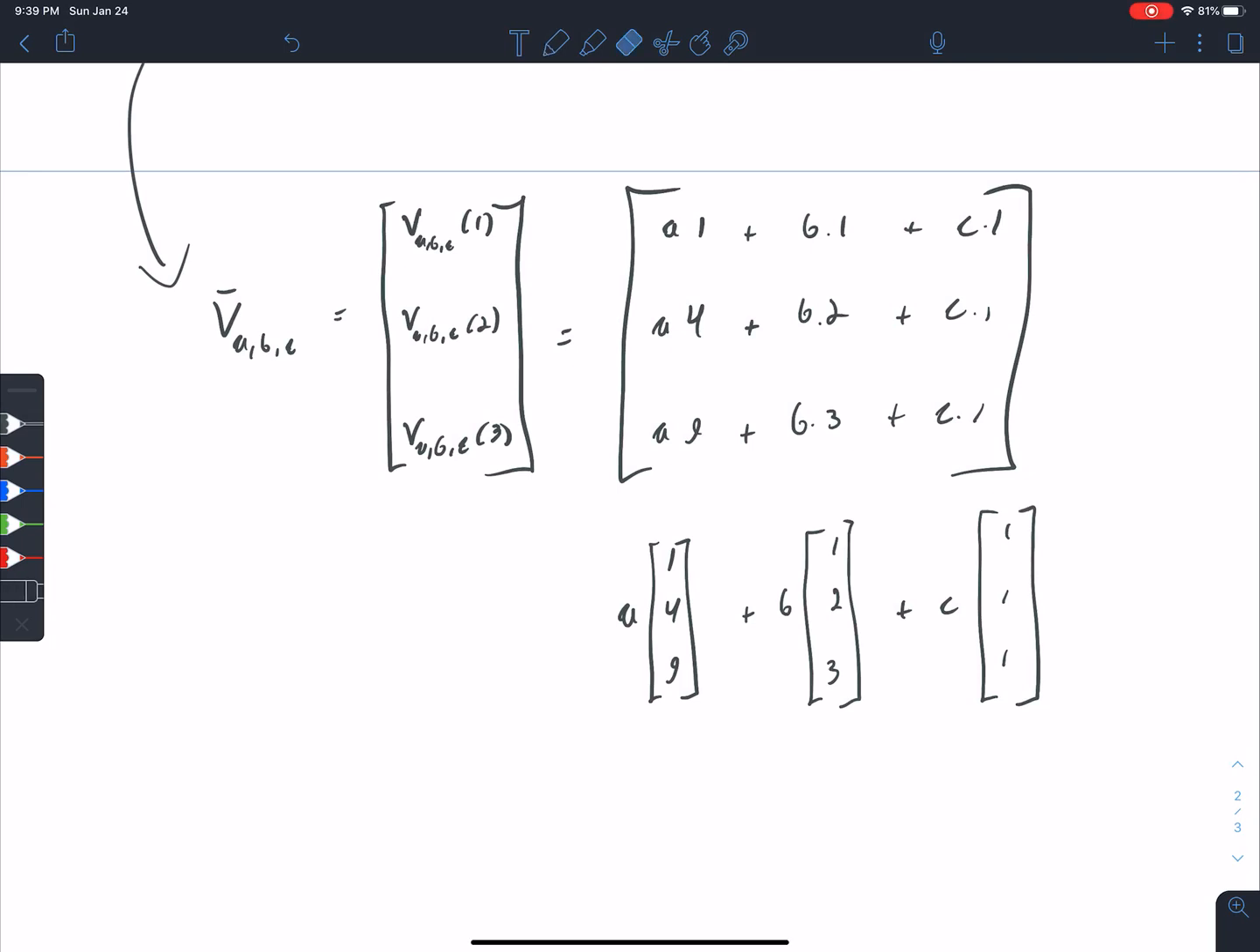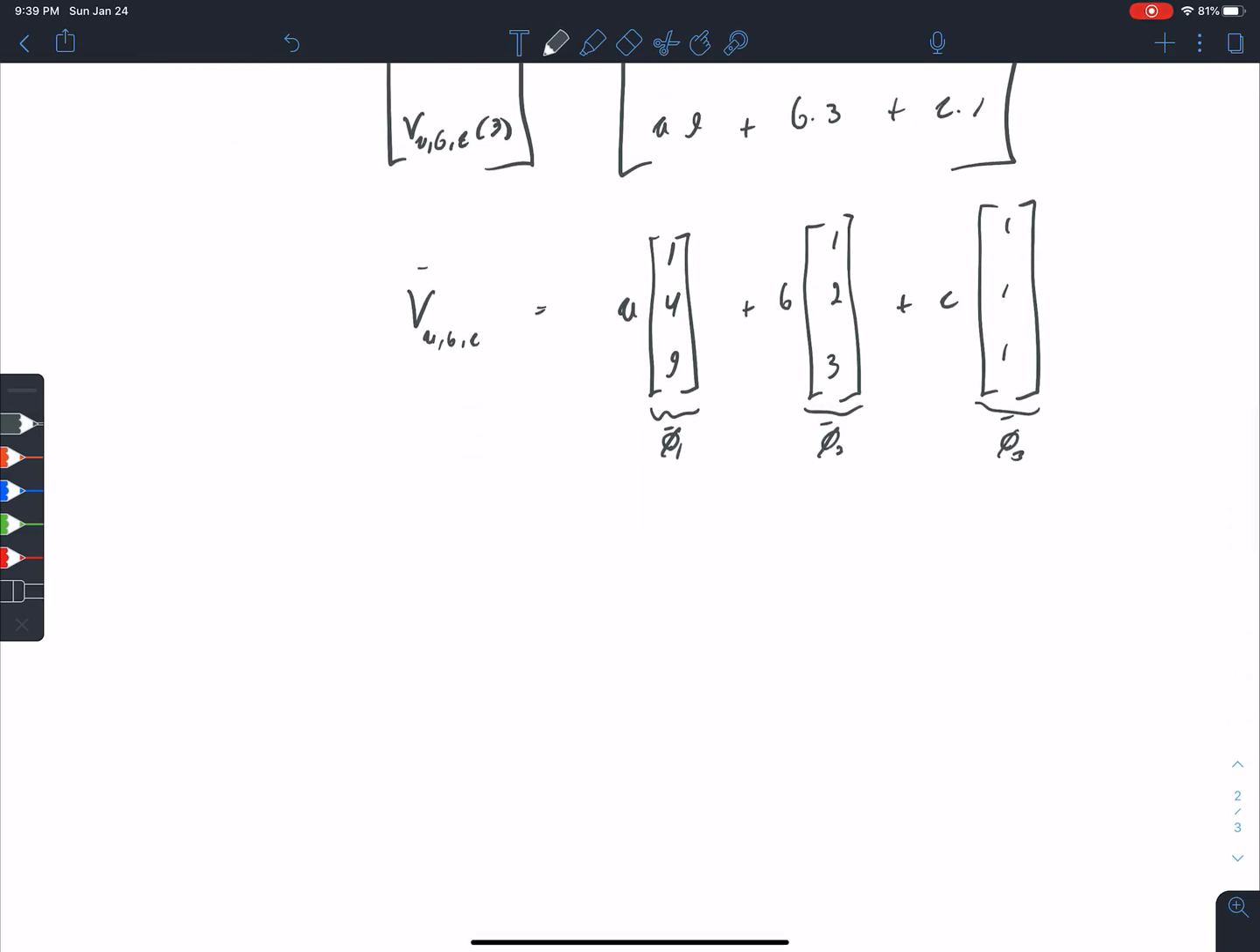And this is again our model vector, a, b, c. Once again, I'm going to make substitutions here. I'm going to call this phi1, this phi2, and this one phi3. So this is going to be equal to a times vector phi1 plus b times vector phi2 plus c times vector phi3.